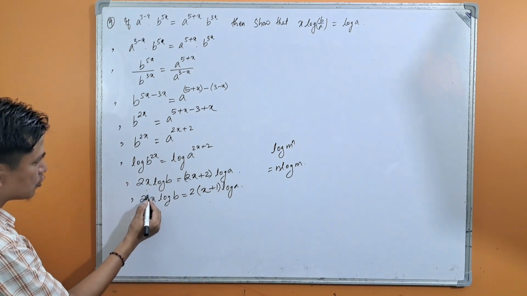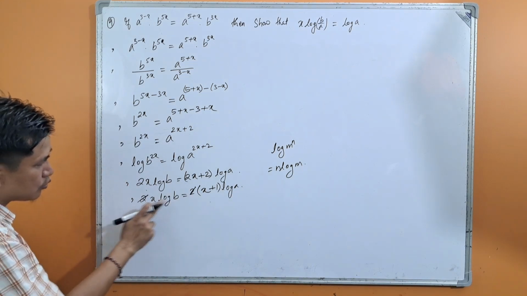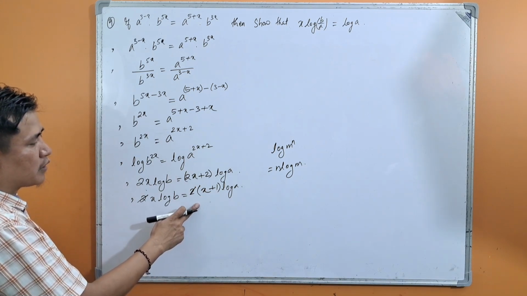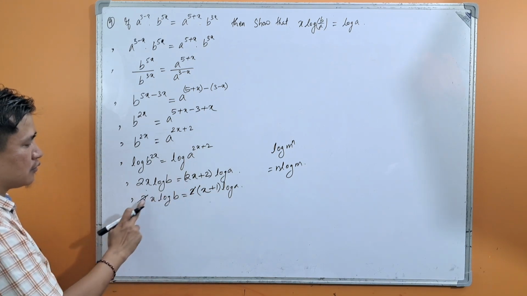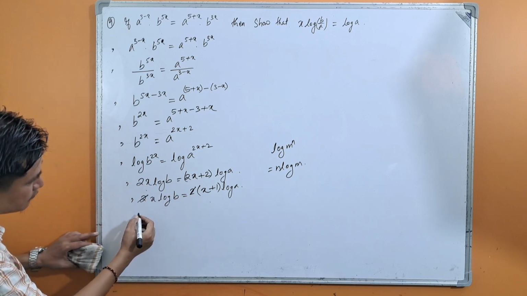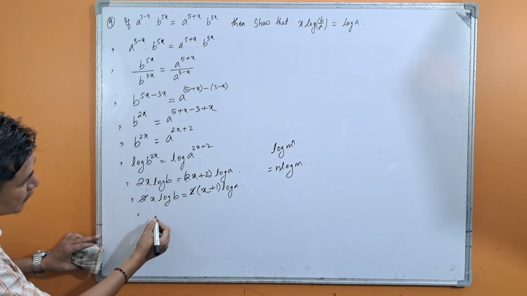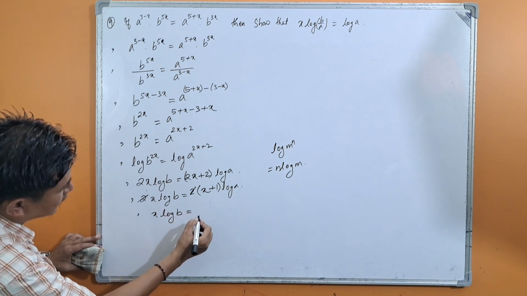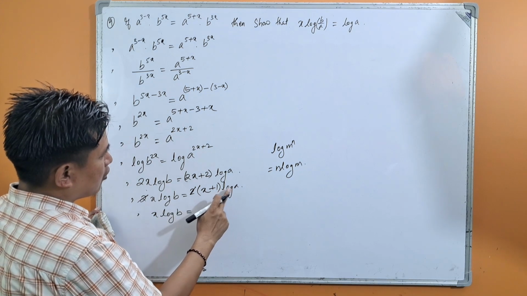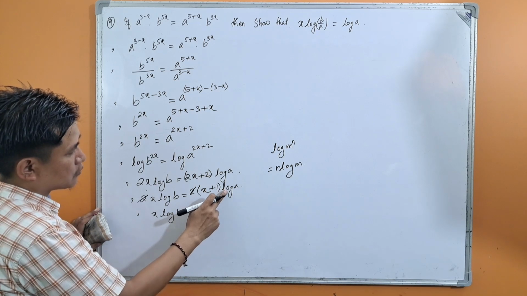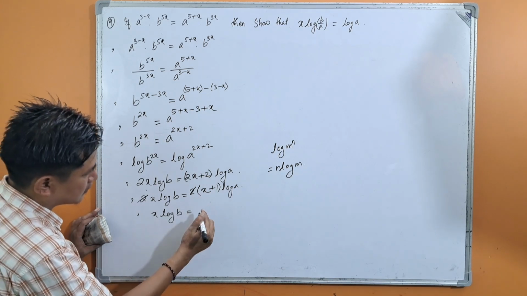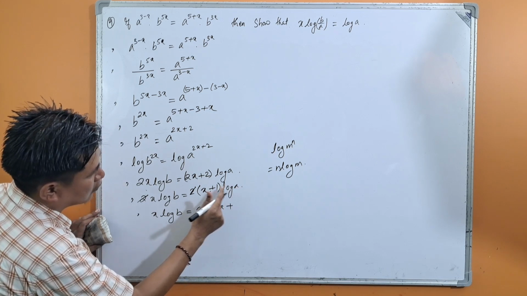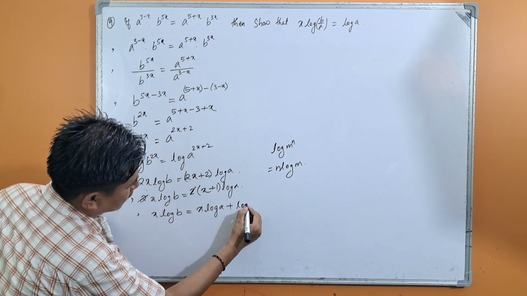Now this 2 and this 2 can be cancelled because this 2 goes to the denominator by cross multiplication, isn't it? So the number in the denominator and the number in the numerator can be cancelled. So let us cancel here itself. Now we have x log b in the left hand side, and in the right hand side we have log a into x plus 1. So log a into x is x log a plus log a into 1 is log a.